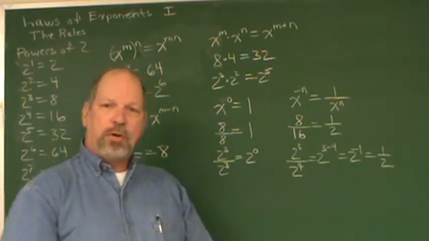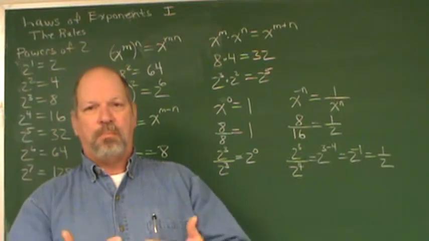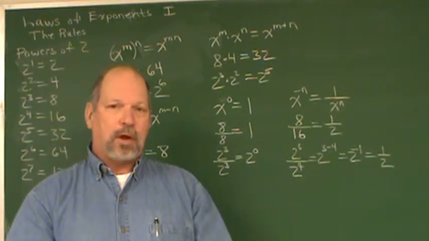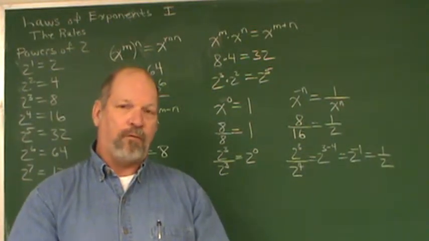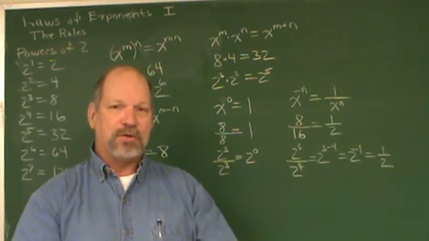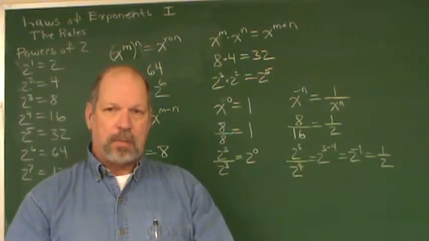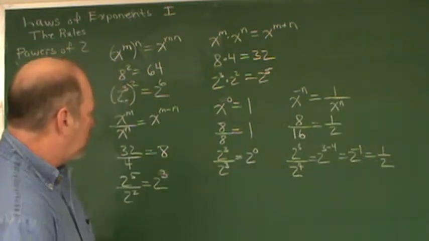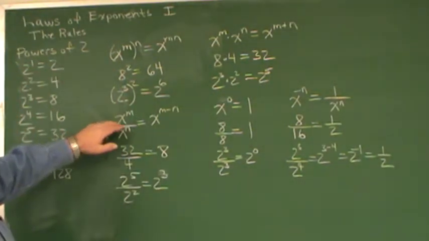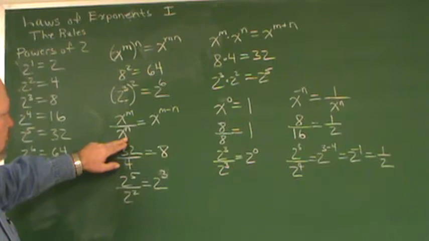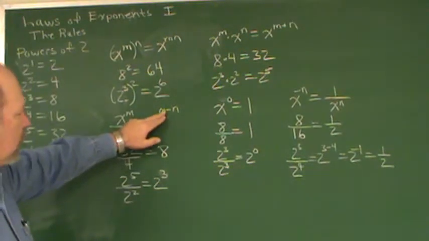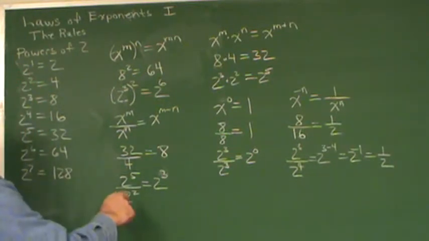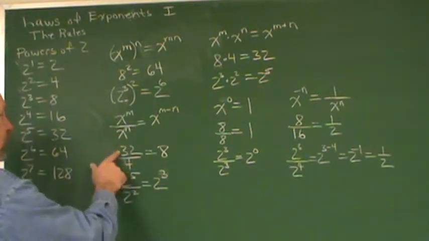Now, it should make sense to you that if you're going to multiply two bases together, the same base, then you add the exponents. Okay, so what follows out of that is if you're going to divide the same base by another same base, then you're going to subtract the exponents. And in fact, that is what we do. The third rule is x to the m divided by x to the n is going to be x to the m minus n.